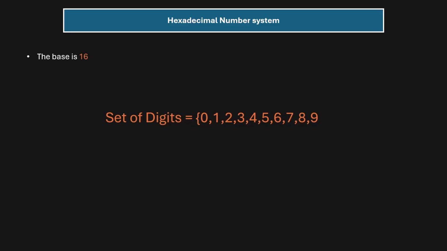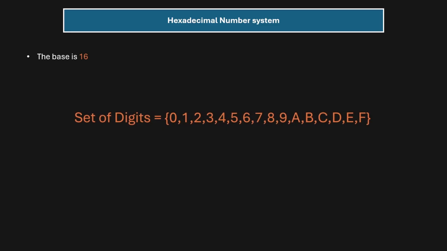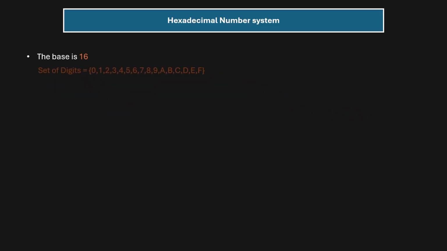The set of digits is as follows: 0, 1, 2, 3, 4, 5, 6, 7, 8, 9. And to represent the numbers 10 to 15, since we cannot use two symbols to represent a single digit, we must replace them with a single symbol. As a result, each number from 10 to 15 has a unique symbol. 10 goes to A, 11 goes to B, 12 goes to C, 13 goes to D, 14 goes to E, 15 goes to F. These symbols are used accordingly.